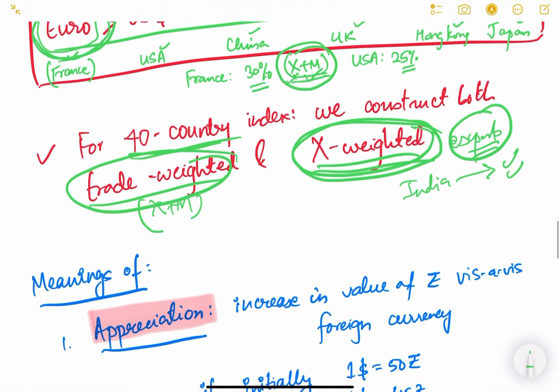Similarly, real appreciation means what? Real appreciation means cost of Indian goods increased vis-a-vis foreign goods. Our goods have become more expensive against the foreign goods. I'll give you a simple example. For example, if the cost of one sandwich in India is 25 rupees, and the cost of one sandwich in USA is $1, and $1 is equal to 75 rupees.